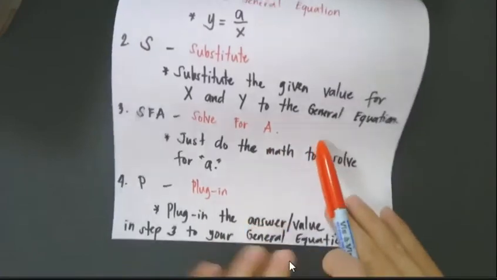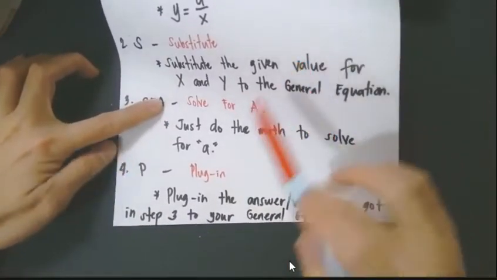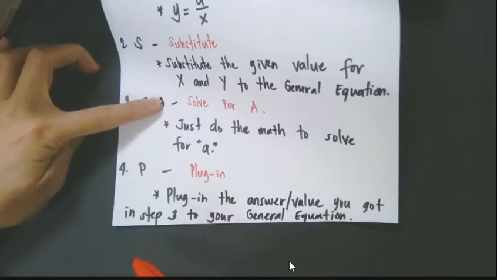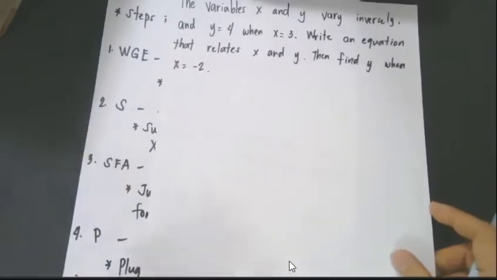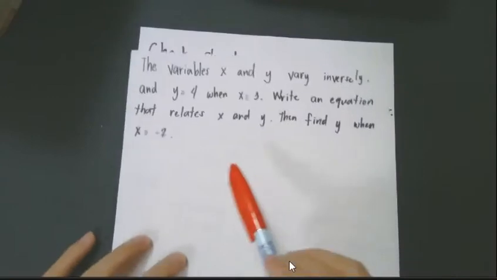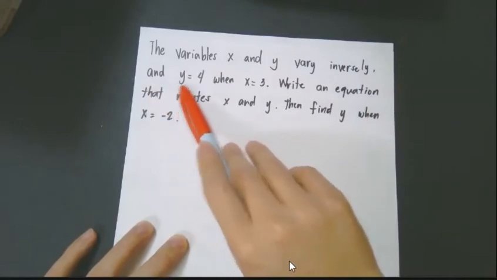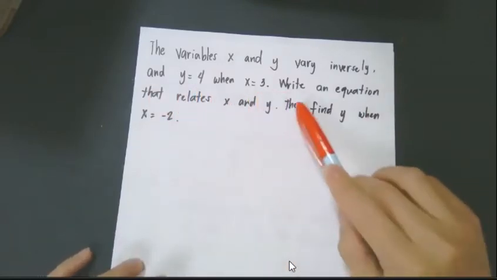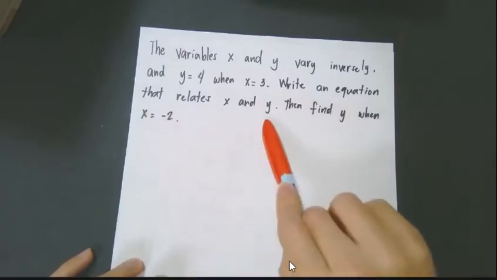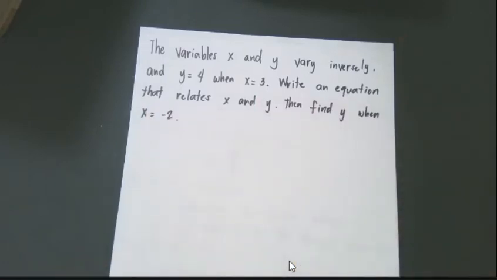And then lastly, since you're being asked to give the equation, all you need to do is plug in the value you got in step 3 to get your equation. Now, let's apply these simple steps in answering problem number 1. The first problem is: the variables x and y vary inversely and y is equal to 4 when x is equal to 3. Write an equation that relates x and y, then find y when x is negative 2.